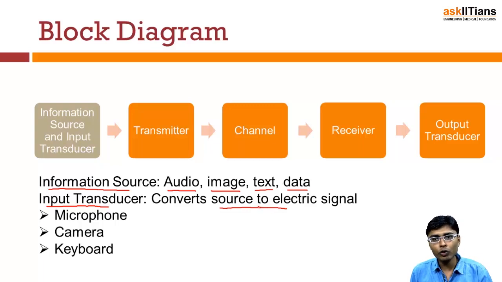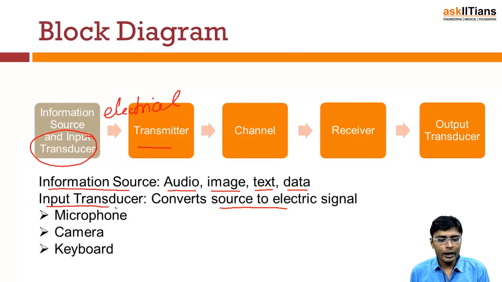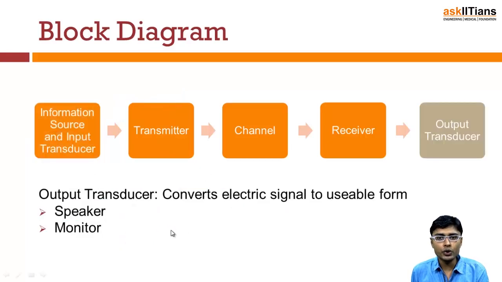But finally we want the data to be converted into electrical form, because our system is designed in such a way that it can handle electrical signals only. Therefore, we require the input transducer. It converts the signal into electrical form. Examples of transducers are the microphone, which converts our voice signal into an electrical signal; the camera, which converts our motion into an electrical signal; and the keyboard, which provides text data for whatever we type. These are some examples of the input transducer.